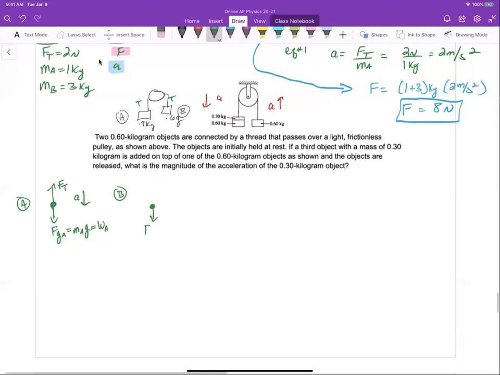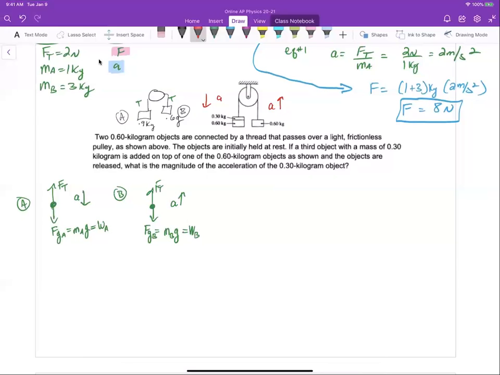Then we have a free body diagram on object B. We have force of gravity that acts on object B, which is the mass of object B times acceleration due to gravity. That happens to be also the weight of object B, and that is force of tension upwards. And in this situation, acceleration is upwards.